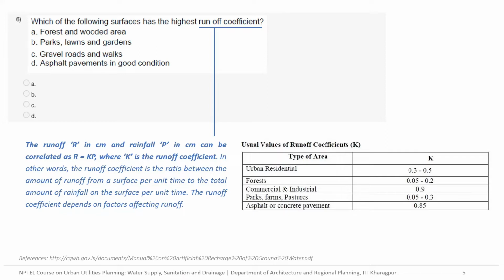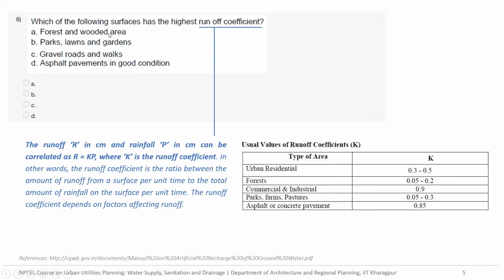Commercial and industrial areas are usually highly paved, and they usually lack vegetation or anything that will make the water stay and seep through the ground. So therefore, a very high value of 0.9. And parks, farms, pastures have a value of 0.05 to 0.3. And we come to asphalt or concrete pavement, which has a value of 0.85.